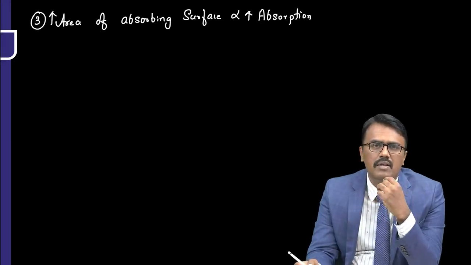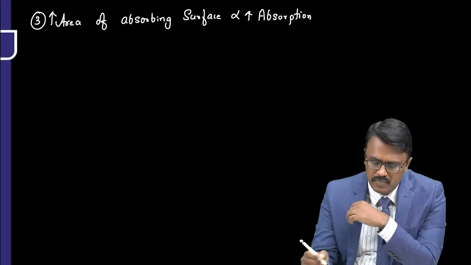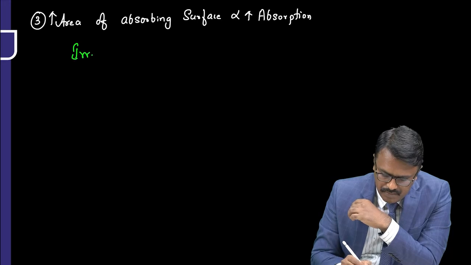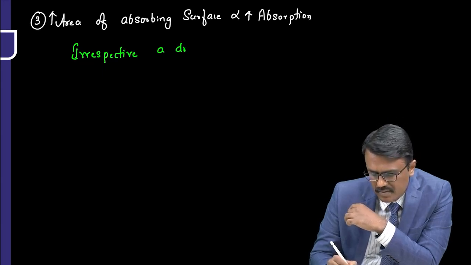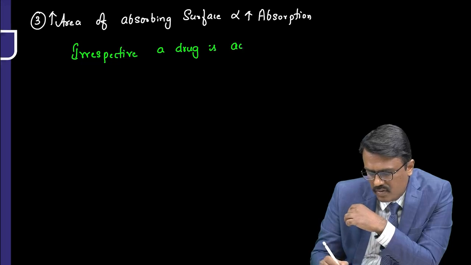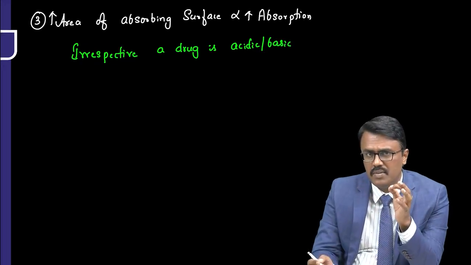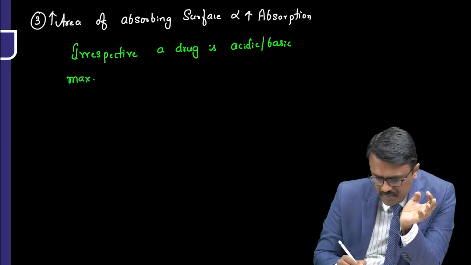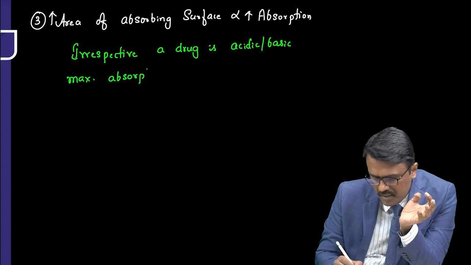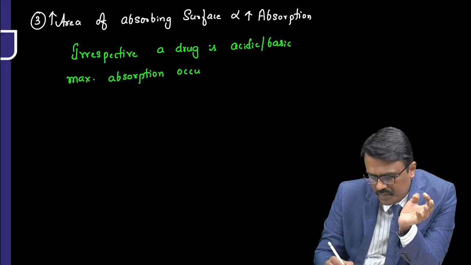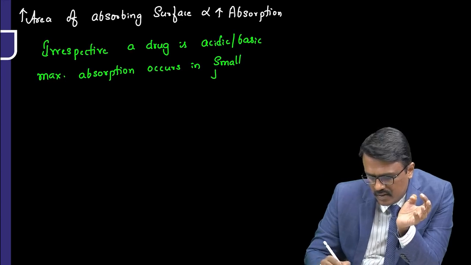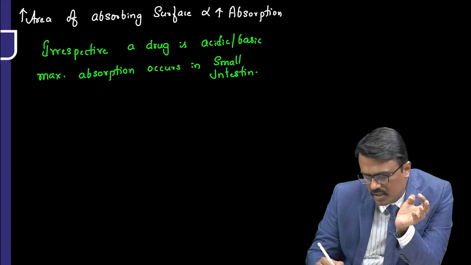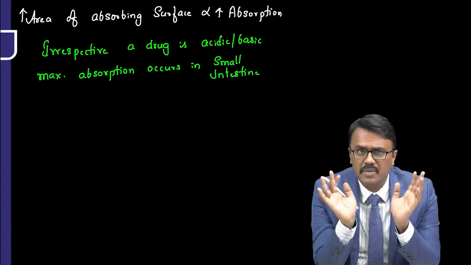Increase the area of the absorbing surface, more the absorption. In the GIT, tell me where the surface area is more: small intestine. So please make this point. Now, irrespective of whether a drug is acidic or basic, maximum absorption occurs in the small intestine. So when you give the drug, the maximum absorption occurs in the small intestine. The reason is simple. The surface area is big.